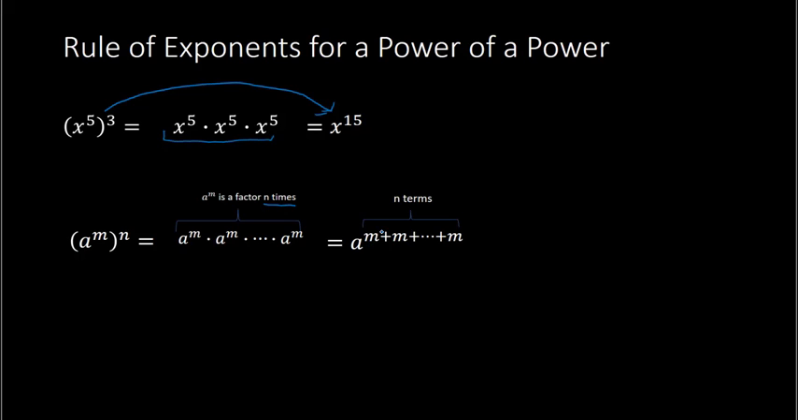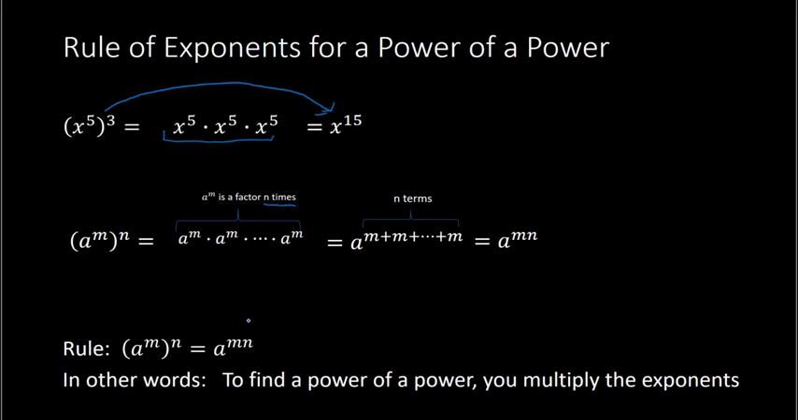So the simpler way to write addition, if you're adding the same thing over and over again, is we can multiply the two numbers m and n together to get m times n. So in math notation, the rule says a to the m power raised to the n power, you would multiply to get a to the m times n power. So as we stated in English, to find the power of a power, you simply multiply the exponents.